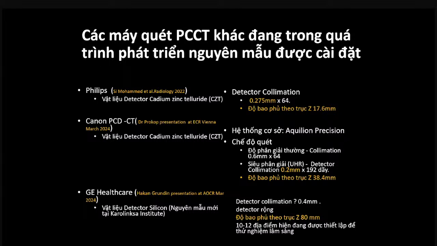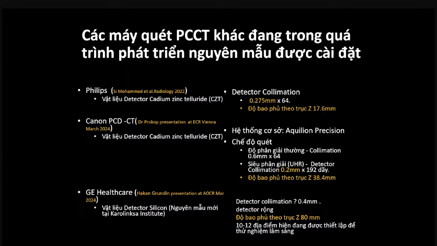There are other photon counting CT scanners in development and prototypes have been installed, but I don't expect them to be ready for use for at least another 2 years. Philips has one that has detector collimation 0.275 mm, Z coverage of 17.6 mm. Canon has one in development which has detector collimation of 0.2 mm and Z coverage of 38.4 mm.